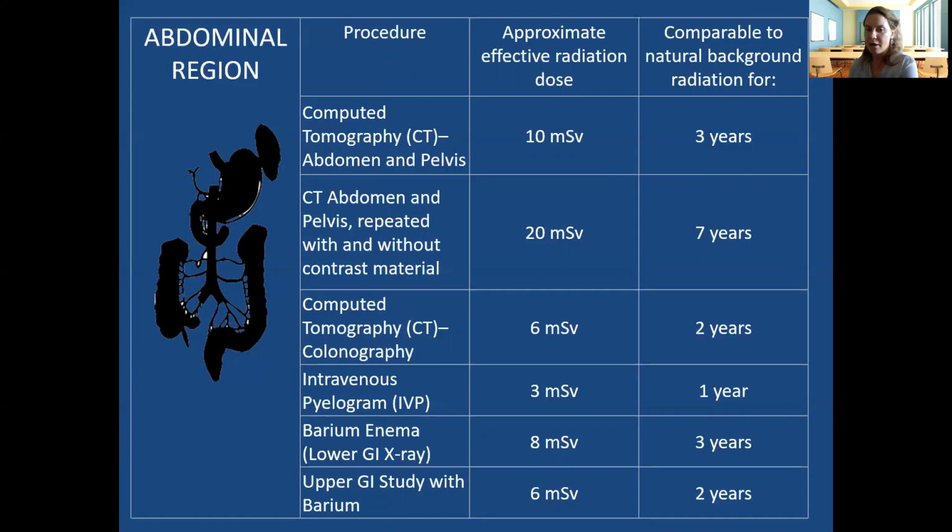Intravenous pyelogram, when we diagnose kidney function, is 3 millisievert, like 1 year without any radiation exposure, just background. Barium enema, lower gastrointestinal X-ray, is 8 millisievert, which is 3 years. And the upper gastrointestinal study with barium is 6 millisievert.